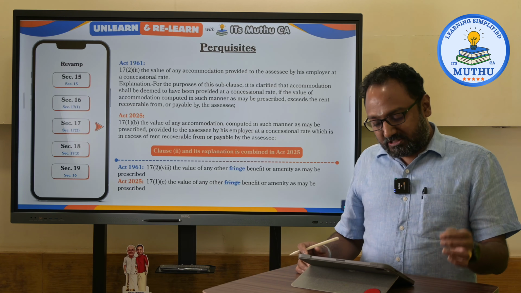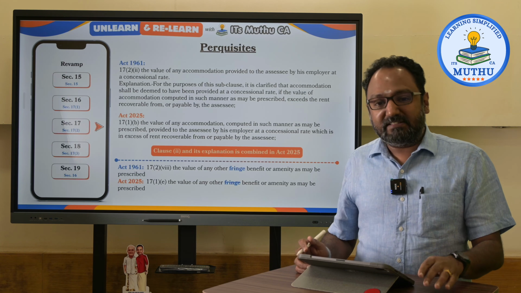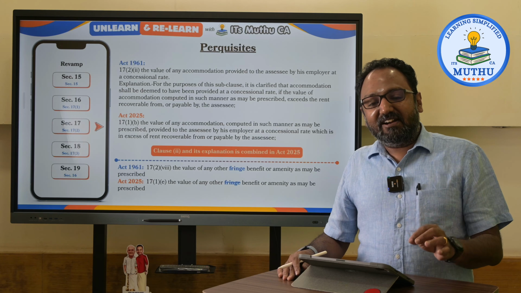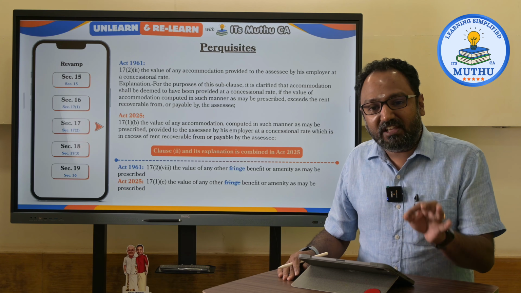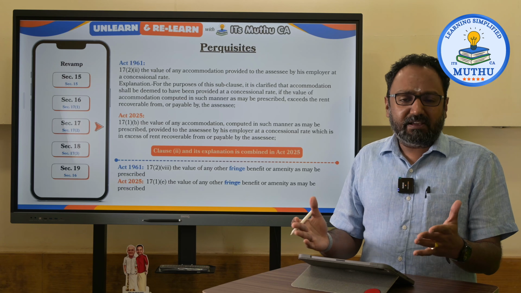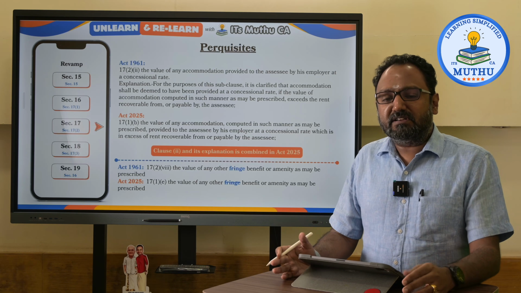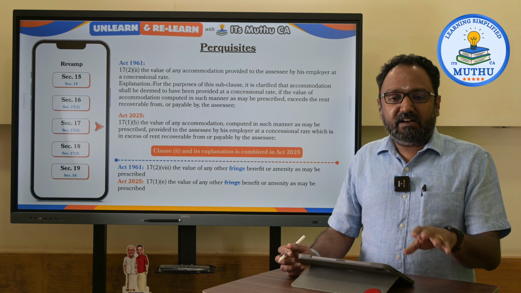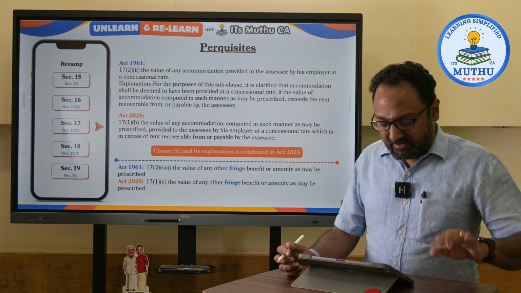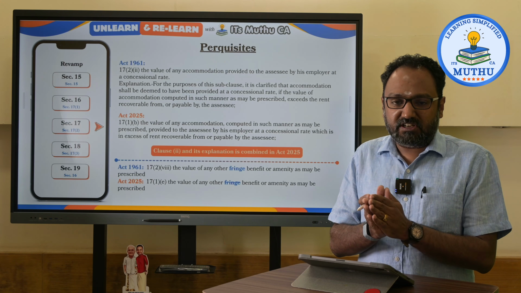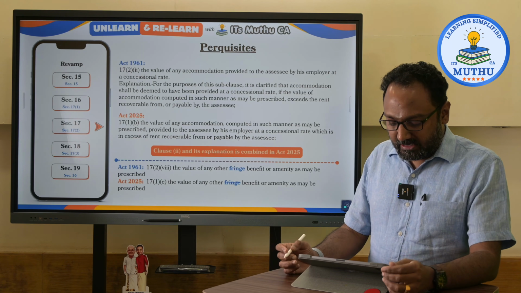So now we will move to 17.2 of Act 1961, which is now section 17. Section 17 now deals exclusively with perquisites. We know perquisites is a very complex matter, and there are a lot of items that are discussed under perquisites. So it was a part of section 17, now it's an independent section, section 17. Now let's understand the wordplay or the change of provisions in the new Act 2025.